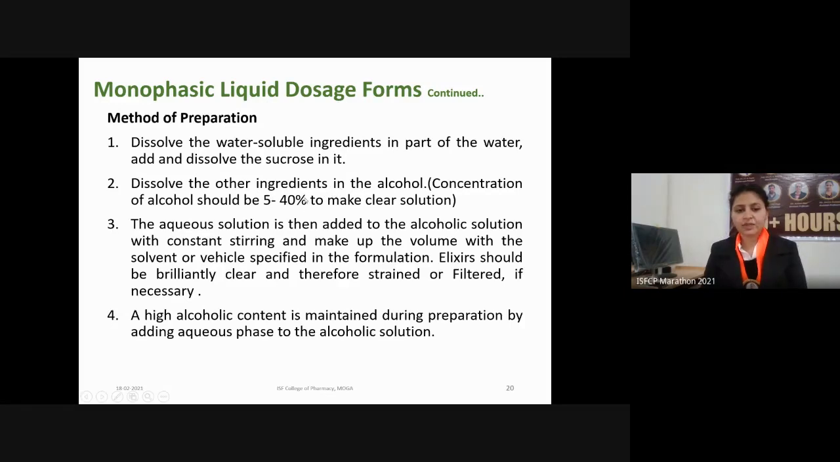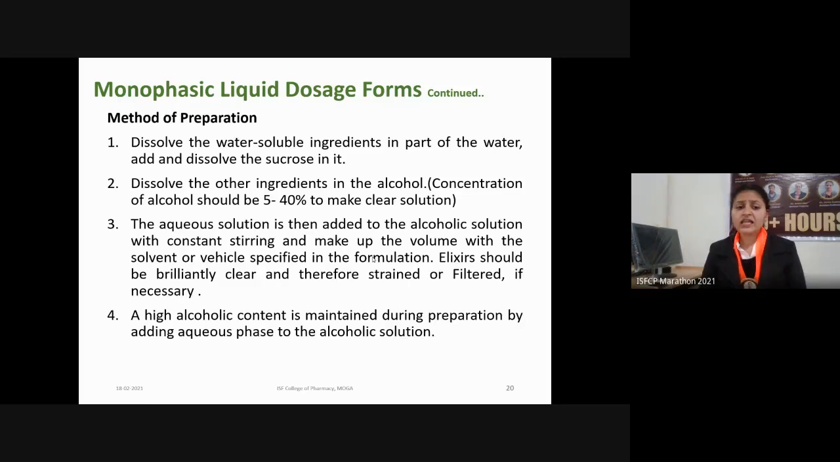With constant stirring, we have to continue. The stirring should be constant, and the volume is made up with the solvent and the vehicle specified in the formulation, and then we will make up the volume to the amount that we need. We will make up the volume by using the vehicle or the solvent that is specified in the preparation of the formulation.